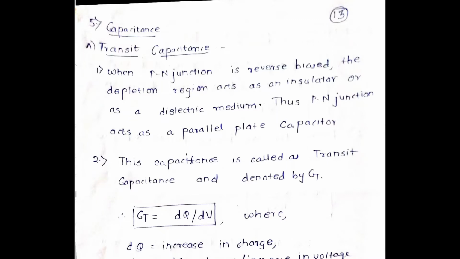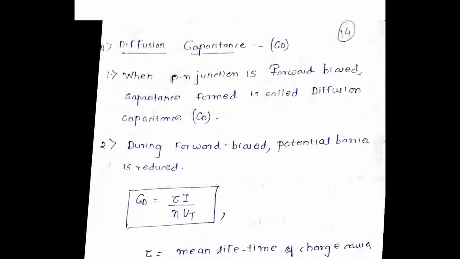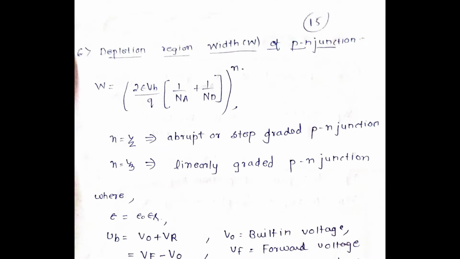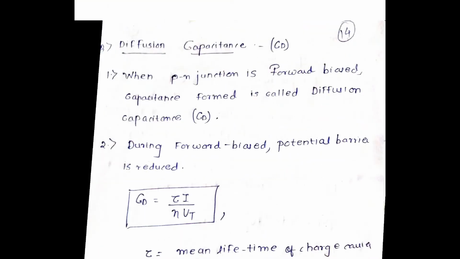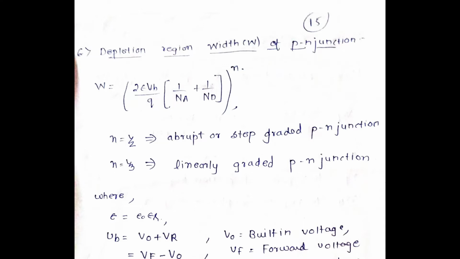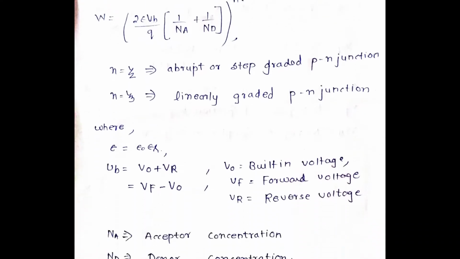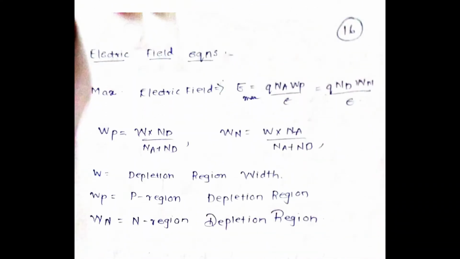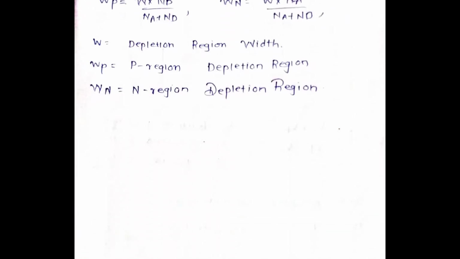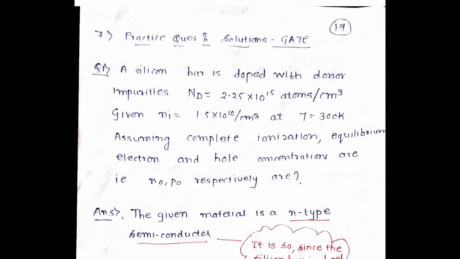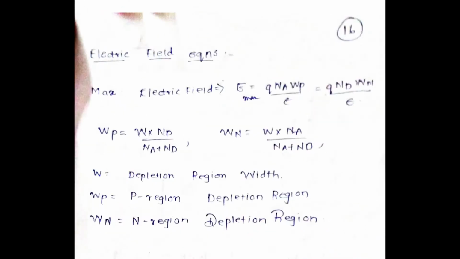So the next concept in electronic devices and circuits will be about capacitance. We'll be talking about different kinds of capacitance, like the transit capacitance, the diffusion capacitance, the depletion region of the PN junction, the electric field equations, and finally we'll be solving one GATE problem in it. So please listen to this concept very well, make a note of this.